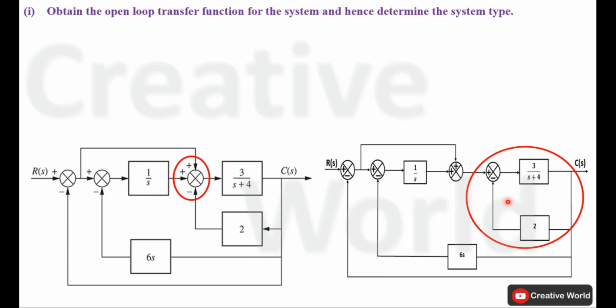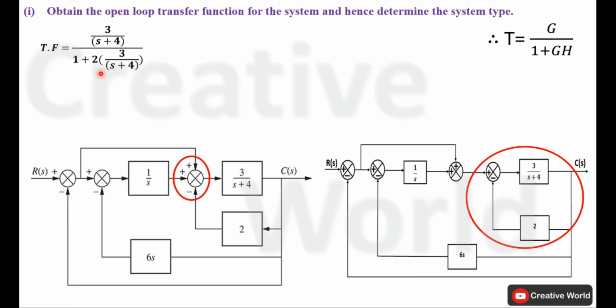This is a negative feedback system, so the transfer function of a negative feedback system is calculated using this formula. Transfer function is equal to G(s) divided by 1 plus G(s) into H(s). G(s) is the feed forward gain and H(s) is the feedback gain. Now enter the values inside this formula to calculate the transfer function of this negative feedback system. G(s) is 3 divided by s plus 4 and H(s) is 2.